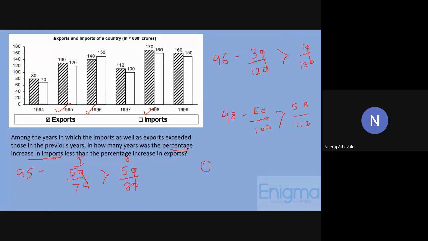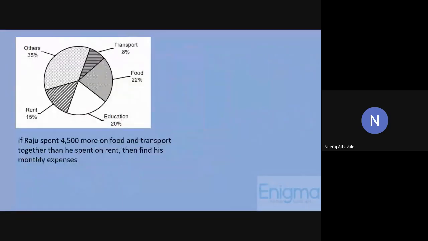Let's move on to the next type. This was the bar graph, and the last type of data interpretation which you get is the pie chart. Very simple pie chart. I guess it's quite self-explanatory. We have been solving this in school as well. Can you try and solve this question?